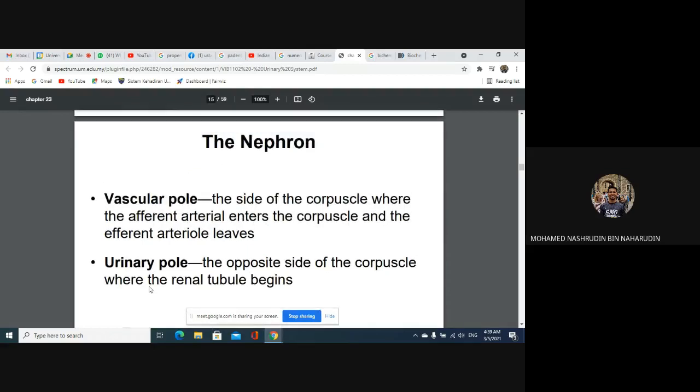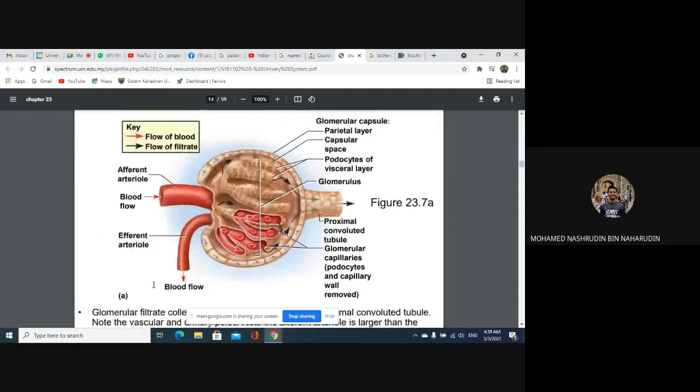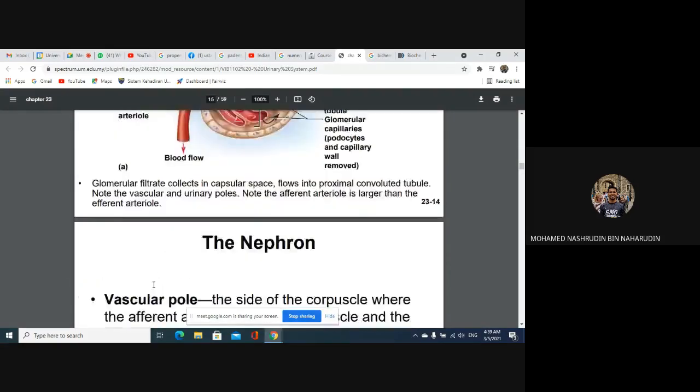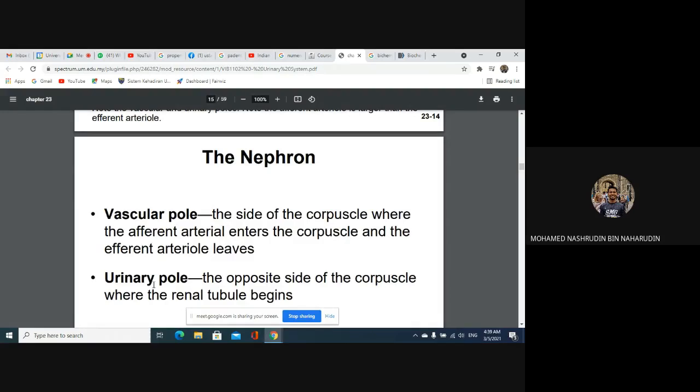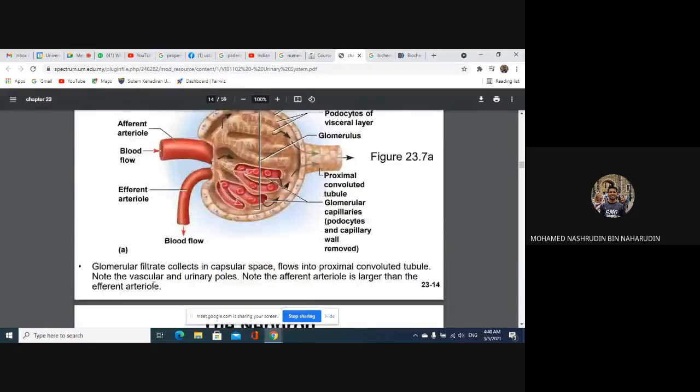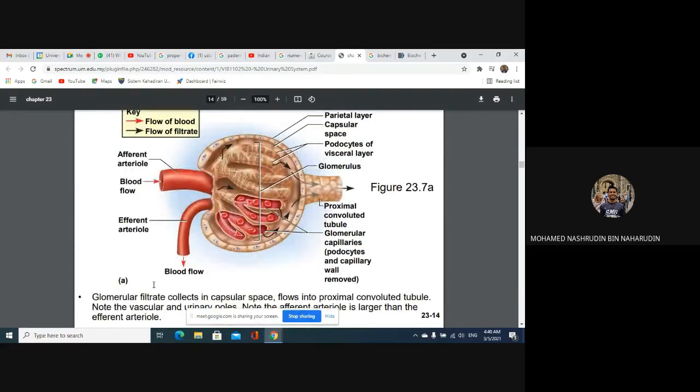These are the nephron, the vascular pole. It is the side of the corpuscle where the afferent arteriole enters the corpuscle and the efferent arteriole leaves. So the vascular pole is the side of the corpuscle where the arterioles enter. This part. Okay, vascular pole.